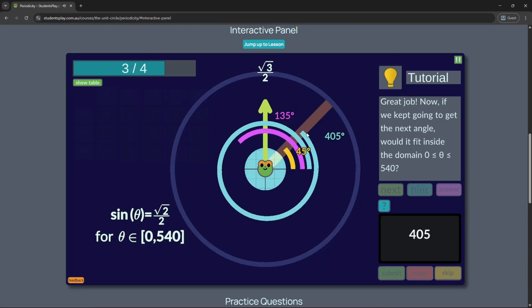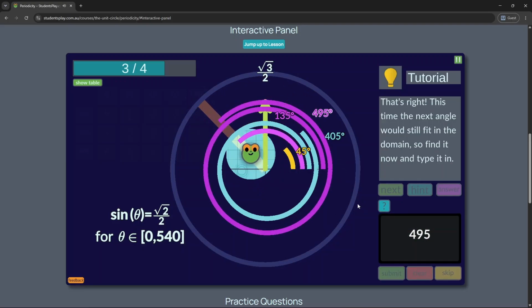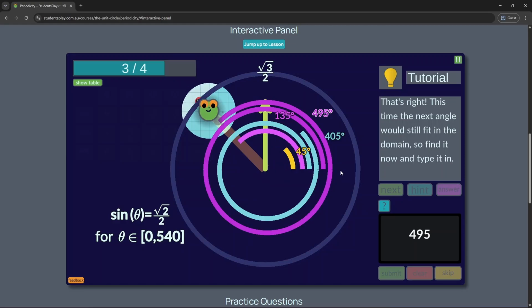Great job. Now if we keep going around to get the next angle, would it fit inside the domain? Well, 135, we can add 360 onto that, and that would be 495, I think. Something like that. But that's definitely less than 540. So I think, yes, it does fit. Is it 495? Oh, it is. I'm just overthinking it, I guess. Nice.